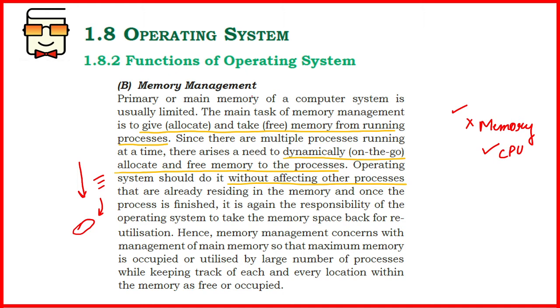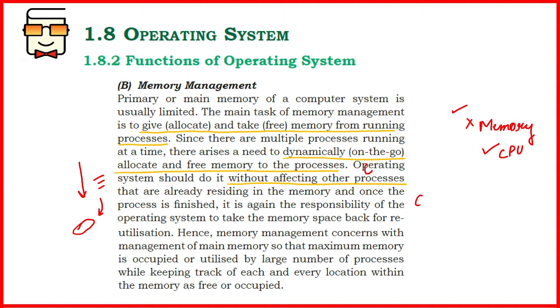So managing the memory while the processes are executing, and this might be static allocation of memory or dynamic allocation. Dynamic allocation means when the process is requesting memory during execution. So all this must be taken care of by the operating system, and it must protect other programs that are already residing in memory.